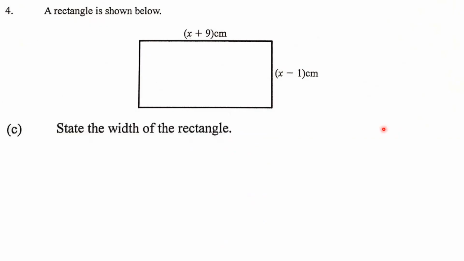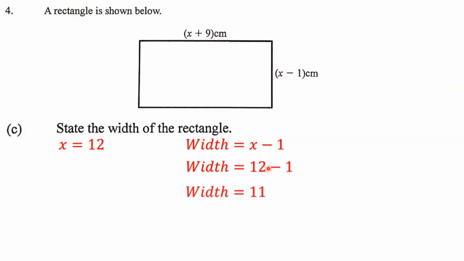Now let's move on to the next question. It says, state the width of the rectangle. Well, we know that x is equal to 12, and we know that the width of the rectangle is x minus 1. And so that means that the width is going to be 12 minus 1, because we replace x with 12, because we know that x equals 12. So 12 minus 1 is definitely 11. So that means that the width is 11 centimeters. I'm supposed to put 11 centimeters here. That is the width.